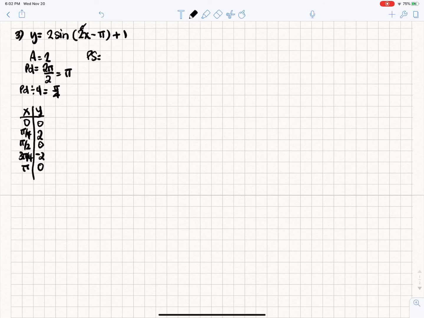Phase shift. Negative c over b is the formula. So negative c is negative pi over b is 2, which is pi over 2. And what is k? Do we have a k? Yes, we do. K is positive 1. K could be in the front of the equation or at the end of the equation. And since k is positive, we're going to shift up. Phase shift is positive. We're going to shift right.